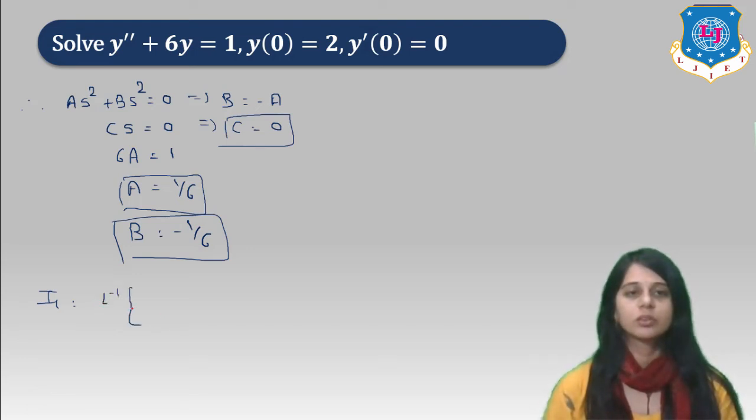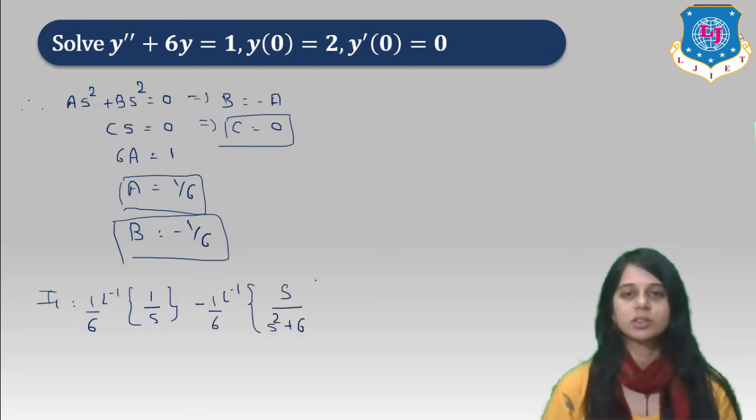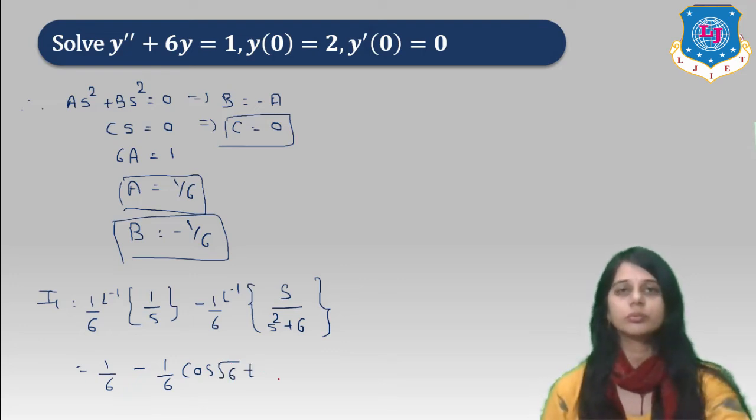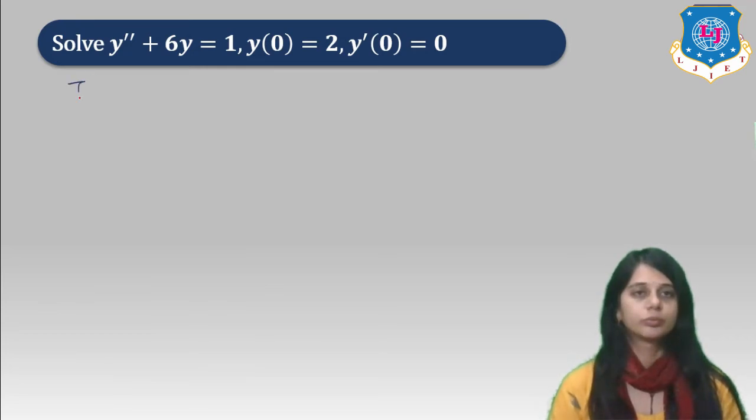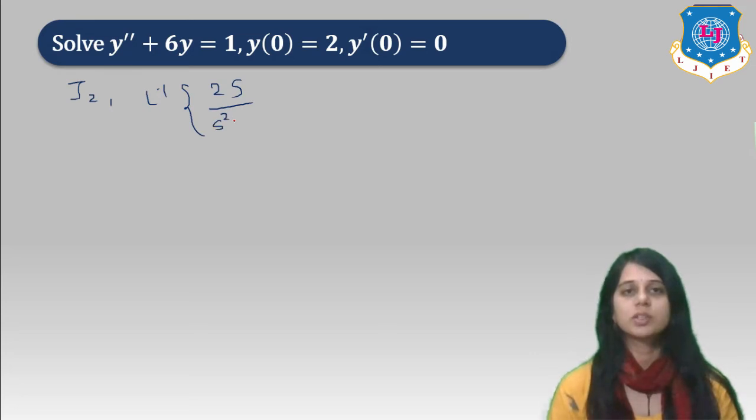So I1 is Laplace inverse of 1 by 6 into 1 by s, minus Laplace inverse of s upon s square plus 6. So the answer is 1 by 6 minus 1 by 6 cos root 6t. Okay. For I2, Laplace inverse of 2s upon s square plus 6. Directly we say that it is 2 cos root 6t.